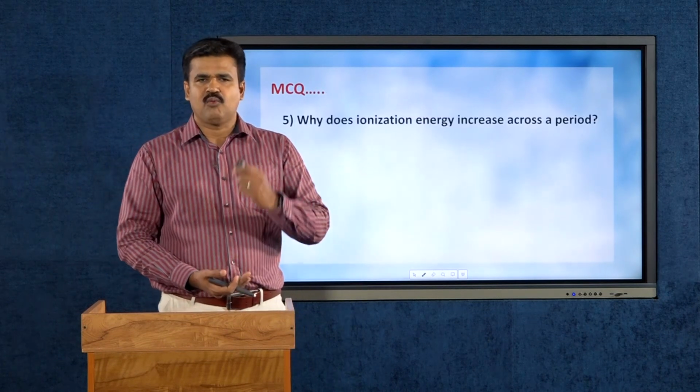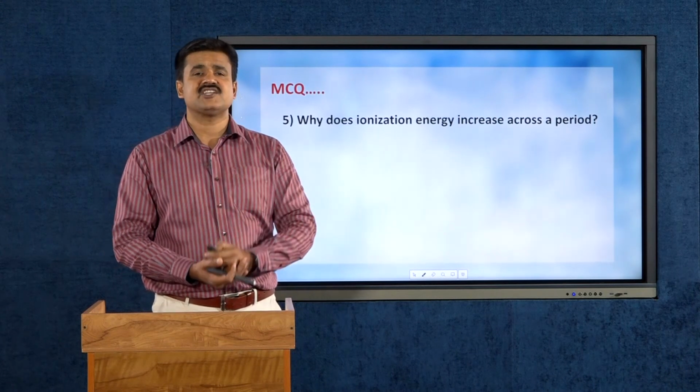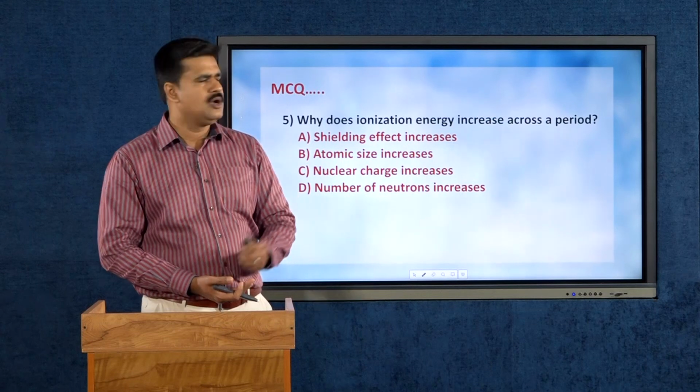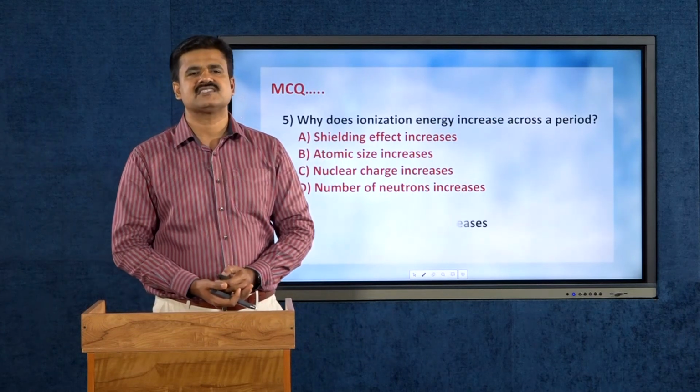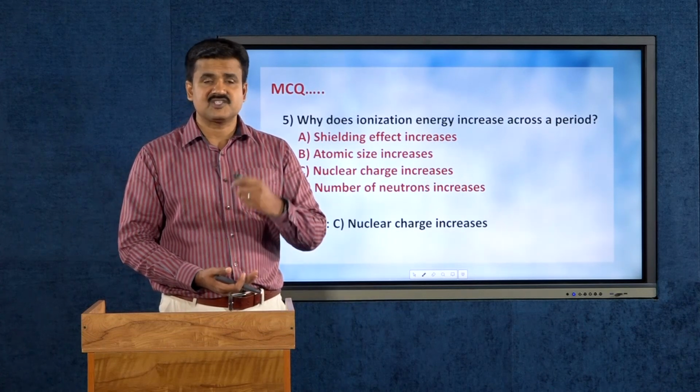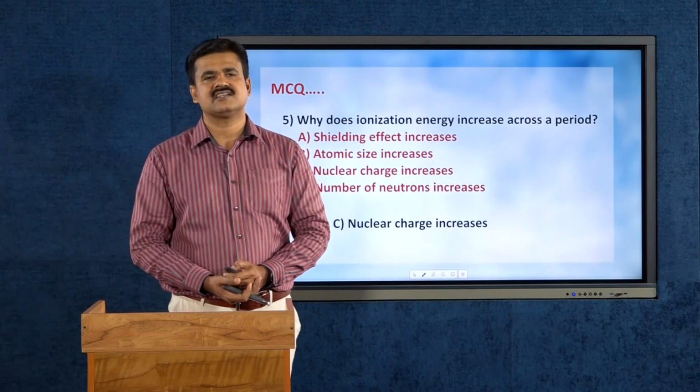And why does ionization energy increase across a period? These are the options. On careful analysis of the options, we can analyze the result as answer option C, that is nuclear charge increases.